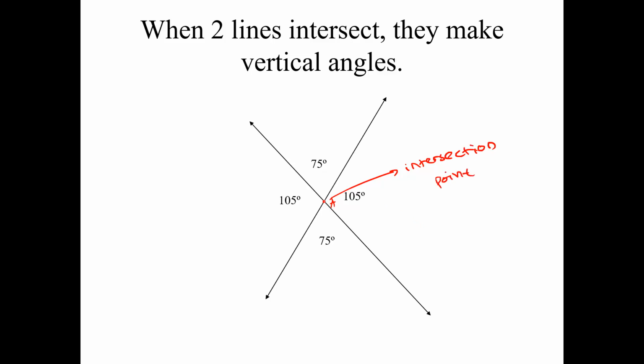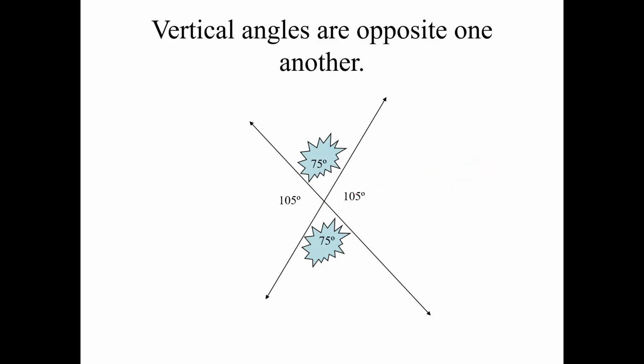Okay, so this point in which these two lines met is what we call the intersection point. Okay, so let's go back to vertical angles. Vertical angles are formed when two lines intersect. Which of these, like 75, 105, 75, 105, are pairs of vertical angles? Basically, guys, the vertical angles are opposite to one another.